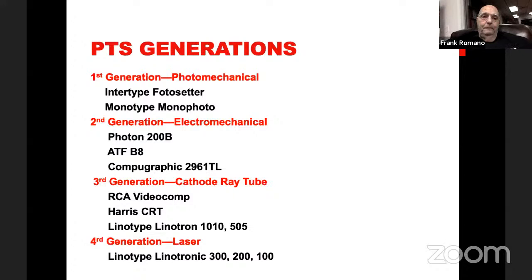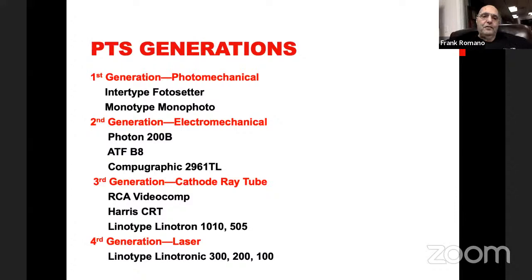Then we entered the third generation, which used cathode ray tubes. This is where you put strokes on the screen and photograph them and made up fonts in various ways. And then the fourth generation entered with the laser. The Linotronics were the most famous of the machines, but almost everybody in the industry was manufacturing laser-based photo typesetters.